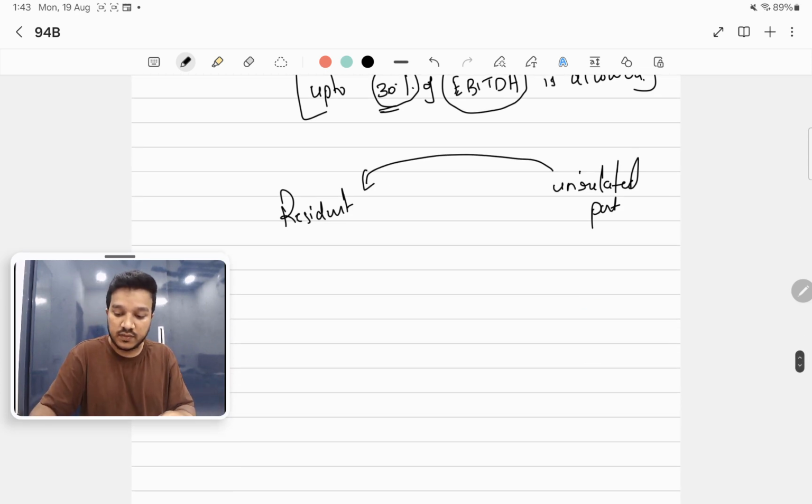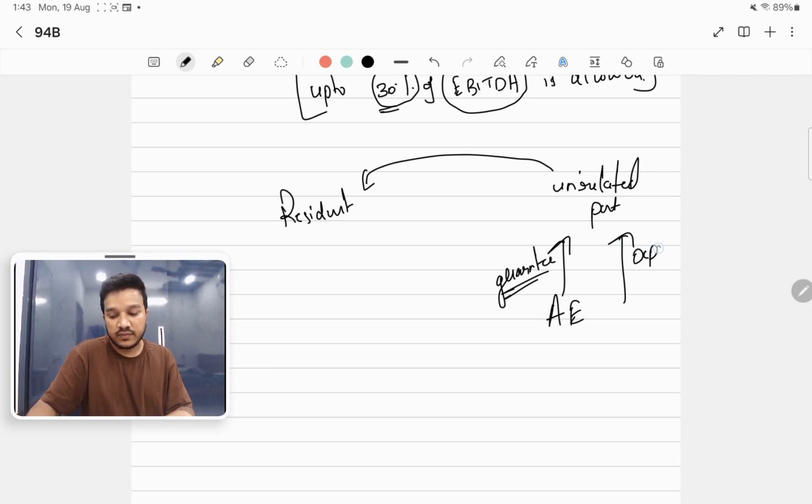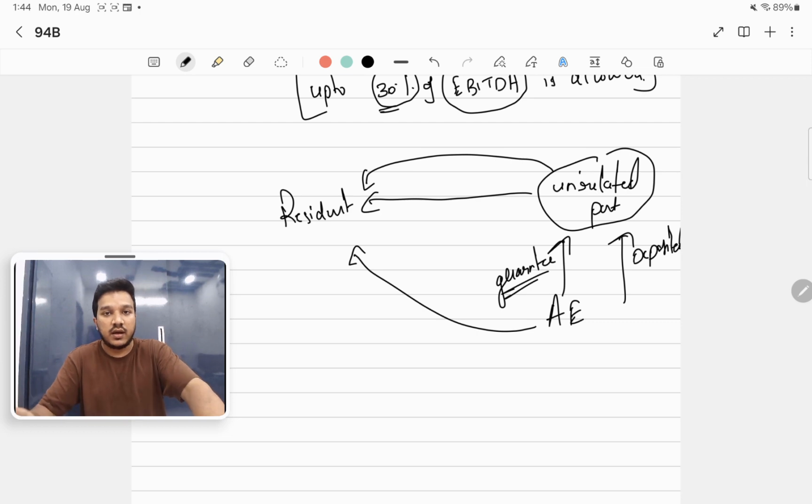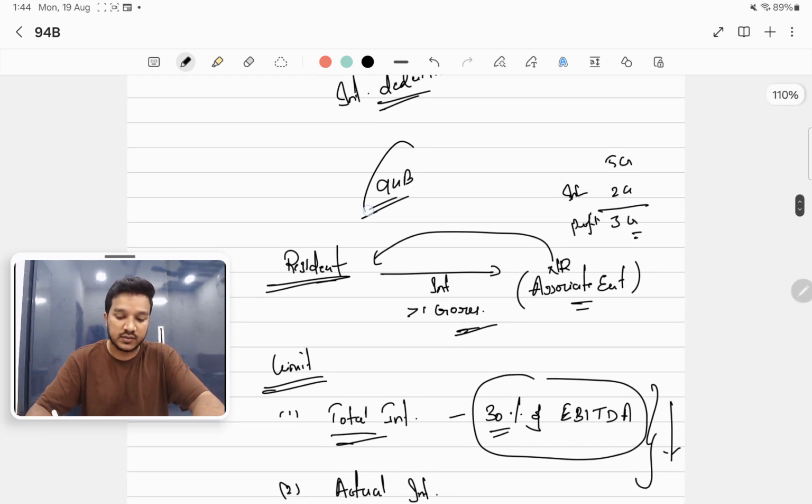But there is only one exception, where there is an associate enterprise that is either providing a guarantee to this unrelated party, or it is depositing an equal, corresponding amount with this unrelated party, and this party is giving us that as a loan. Okay, it shall be deemed as if the associate enterprise has only given you the loan, and it shall be treated as an international transaction, and section 94B is applicable in that case.